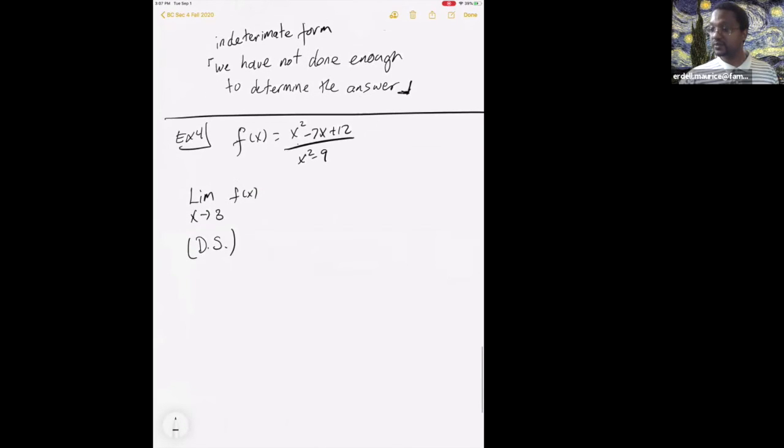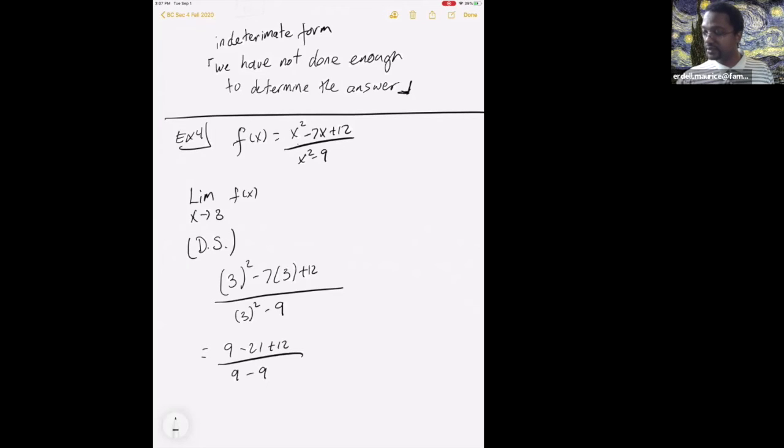When I do my direct substitution, I get 3 squared minus 7 times 3 plus 12 divided by 3 squared minus 9. That is 9 minus 21 plus 12 over 9 minus 9. And that works out exactly to be 0 over 0. Again, a lot of students are tempted at this point to say the limit does not exist. You don't know that. It could be, but you don't know that yet. Any questions so far?